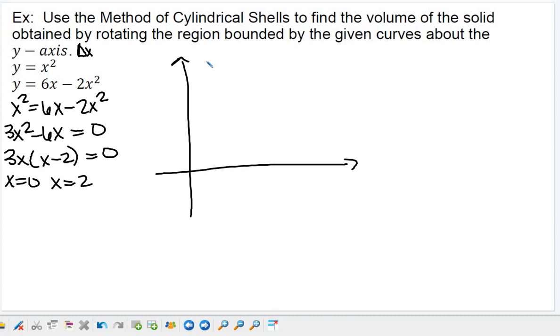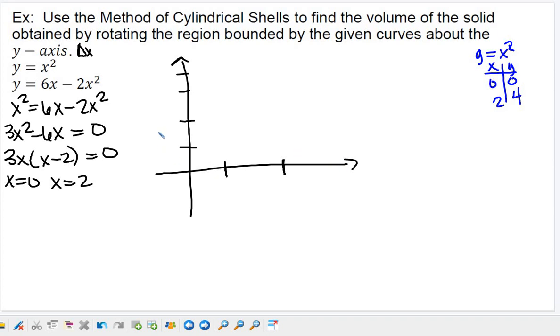So 1, 2, and I'm going to go ahead and make a t-chart so I have an idea of how big my graph needs to be. So 0, 2, so 0, 4, so 1, 2, 3, 4. Obviously the other one's going to be the same way.